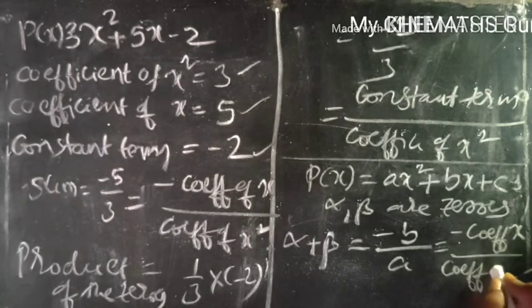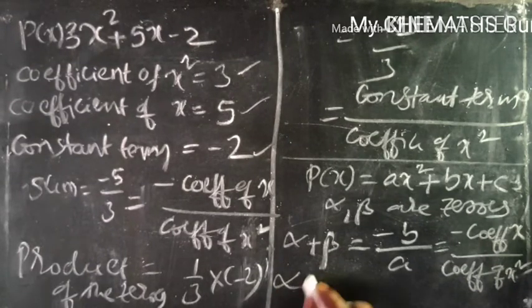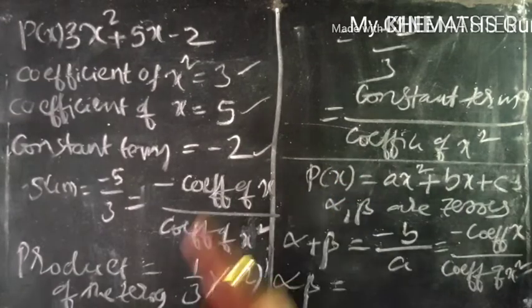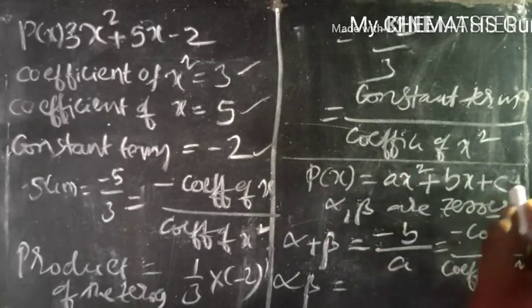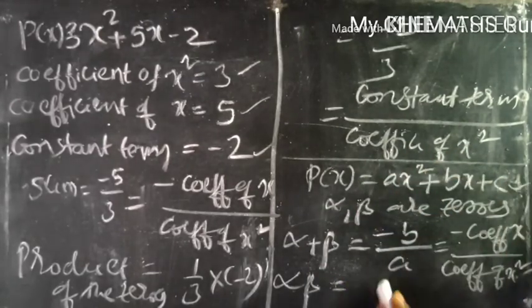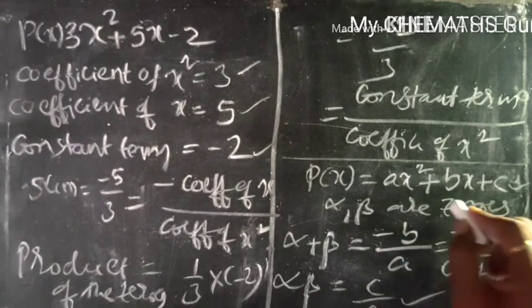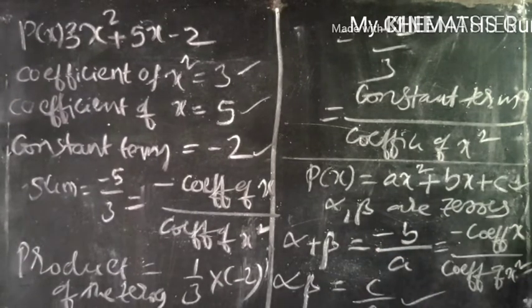Similarly, the product of the zeros, alpha into beta. Alpha, beta are Greek letters. Alpha into beta is equal to what we got as the relation here: constant term by coefficient of x square. What is the constant term in x square plus bx plus c? c, by the coefficient of x square, a. So c by a gives us the product of the zeros of the polynomial ax square plus bx plus c. So this is about the relationship between zeros and coefficients of a quadratic polynomial. Is it clear?